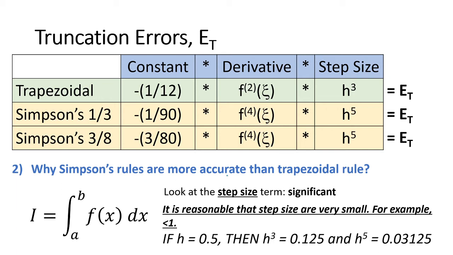If step size is 0.5, we can see that for trapezoidal rule, the error will depend on h power 3, which is 0.125. But the Simpson's rules both depends on h power 5, which is 0.03125. So 0.1 compared to 0.03, we can see that it is definitely the Simpson's rule will lead to a much smaller truncation error. So this is how we can make use of a simple calculation like this to remind us what is the impact of the step size term.